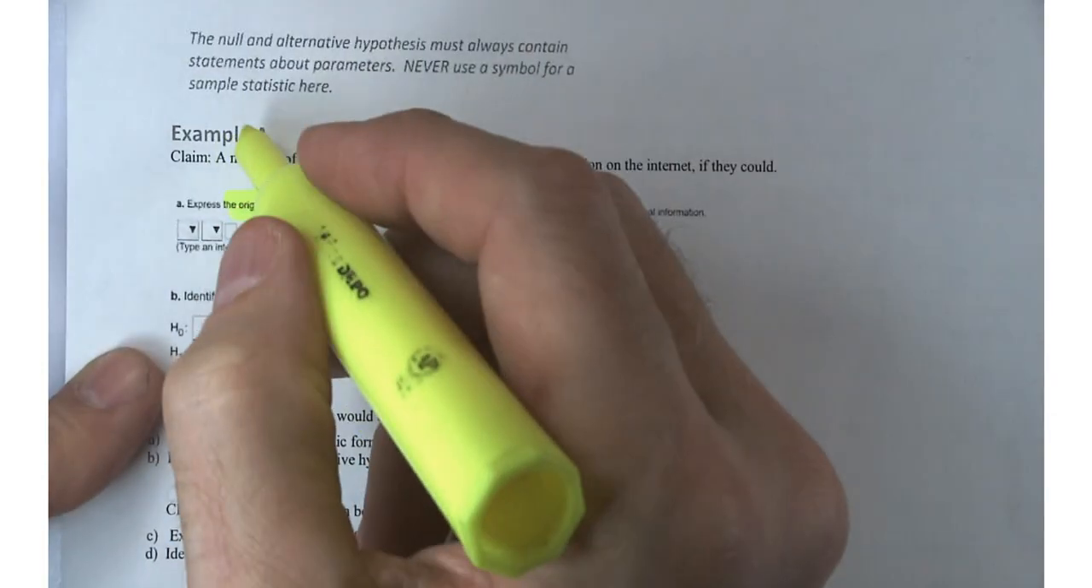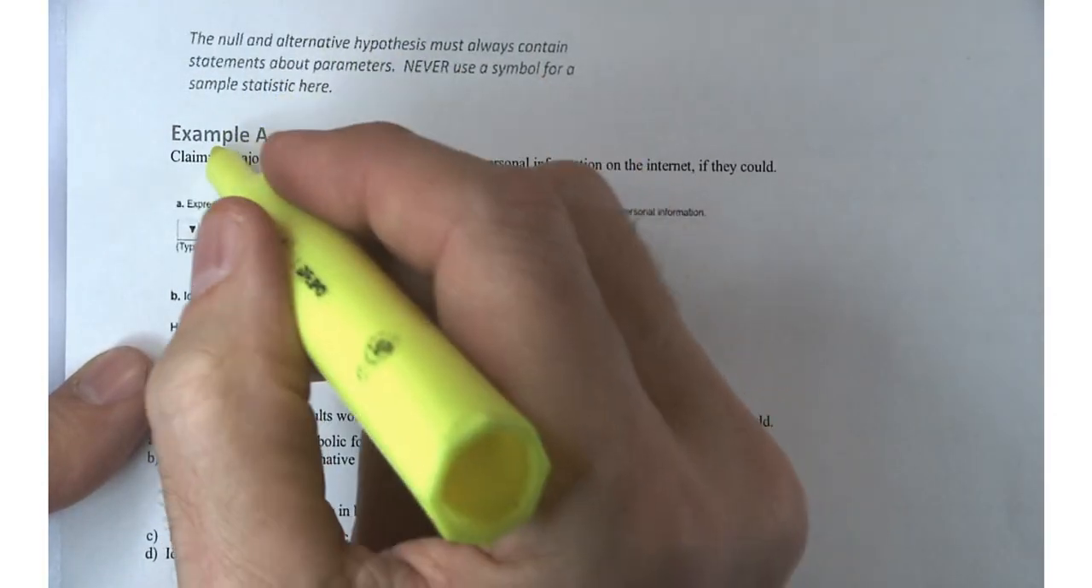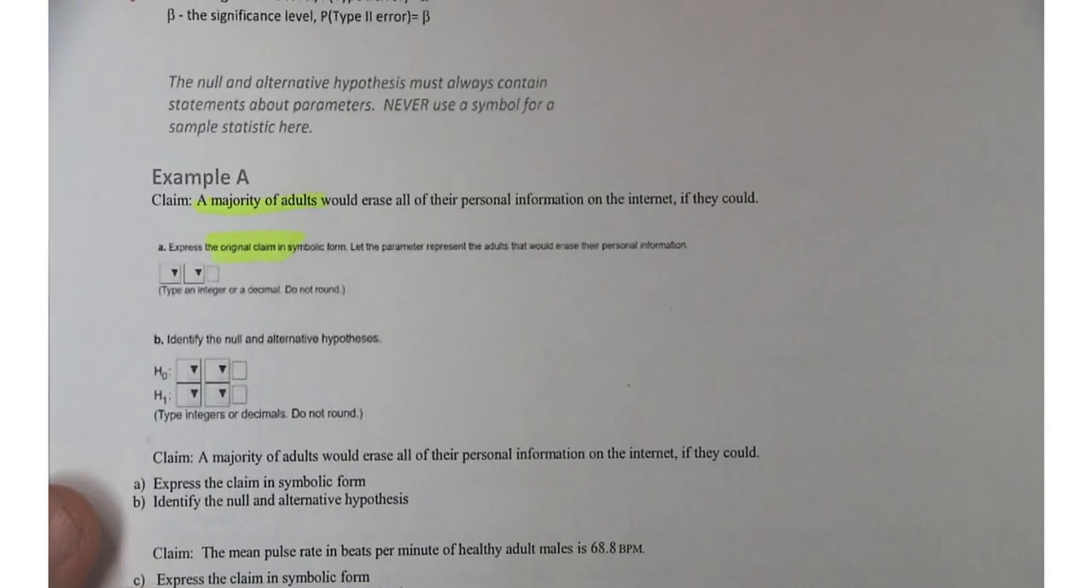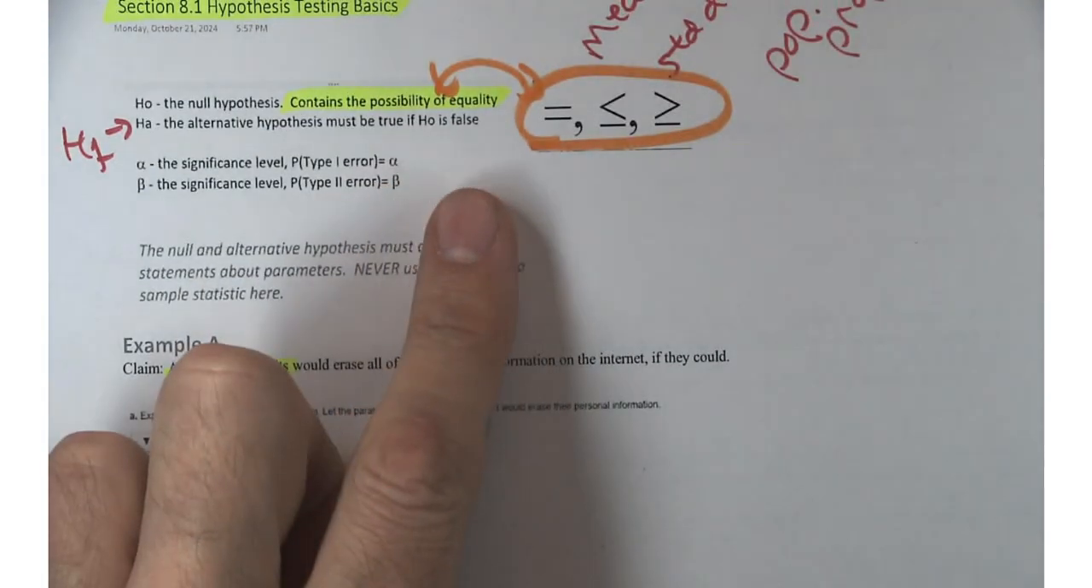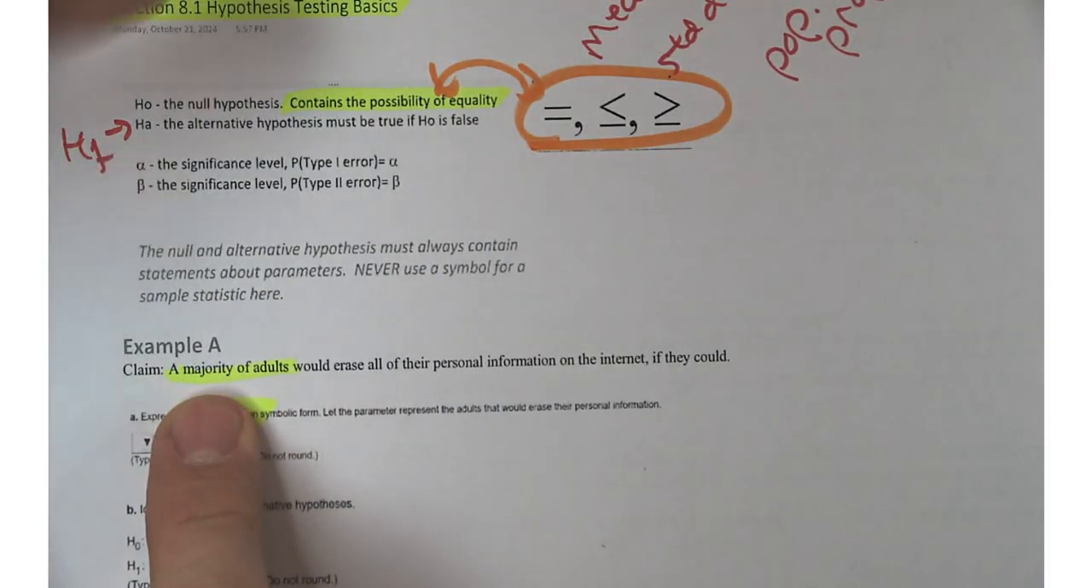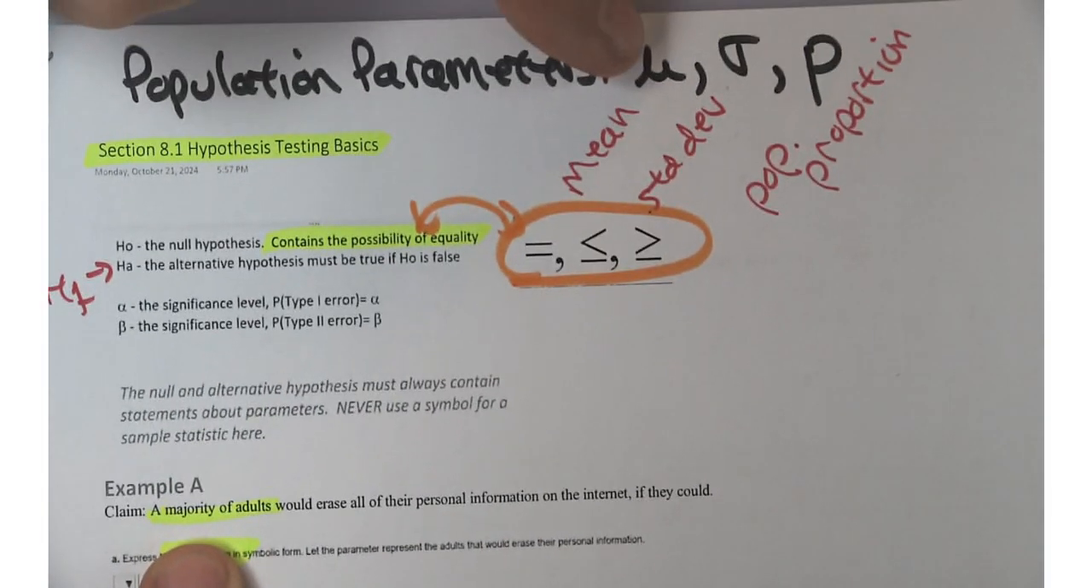So let's look at this claim here. Majority of adults would erase all their personal information on the net if they could. First of all, we have to decide what claim or what parameter we're testing here. Now, does the majority of adults, does that sound like an average? Does that sound like a mu? Not really. Thank you, Sam. Does it sound like a standard deviation? Does it sound like a population proportion? Yeah, that one's sounding a little bit better. It sounds more to the point.